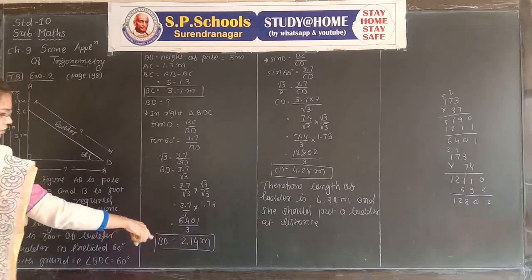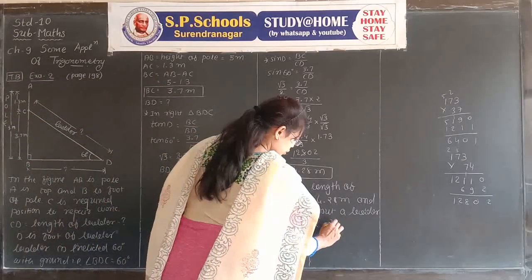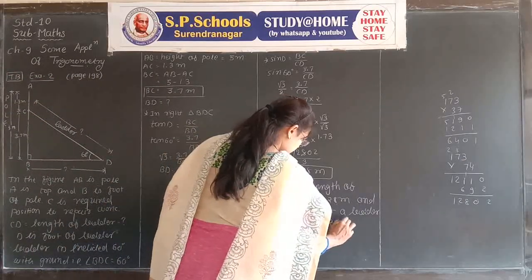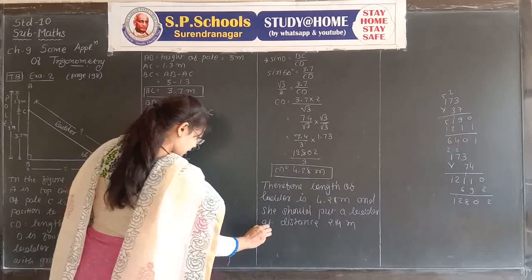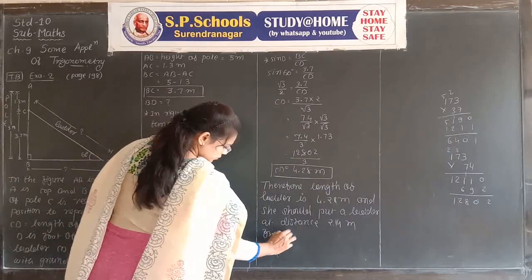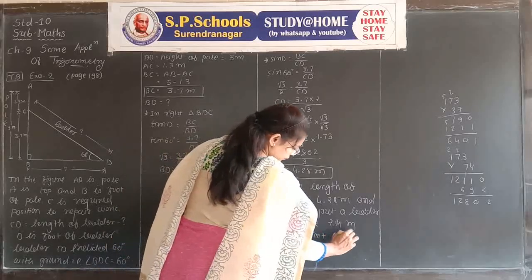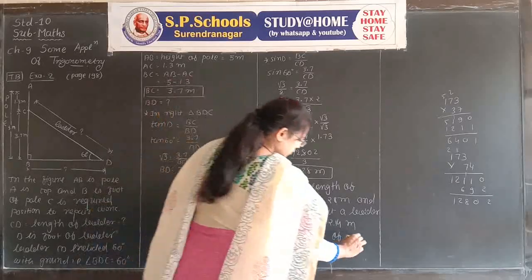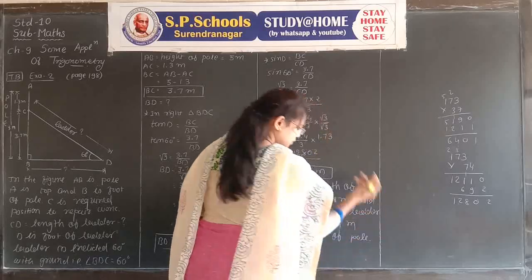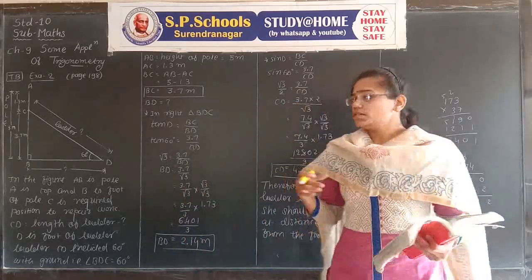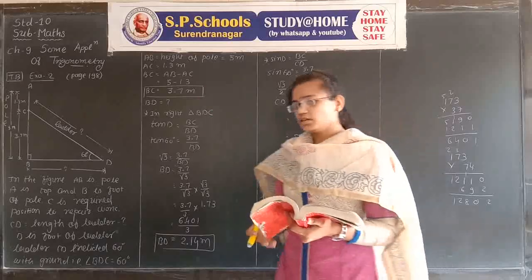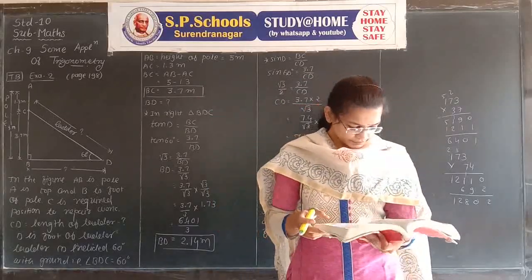Distance is BD, which is 2.14 meter from the foot of pole. Then she unable to reach her repair work. Okay.